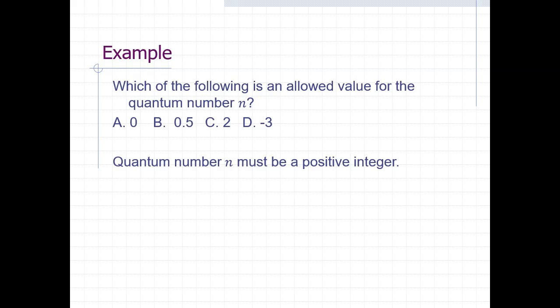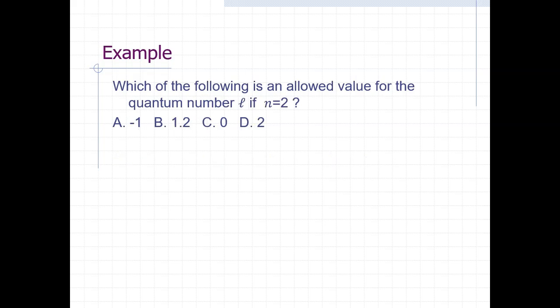Choice A, 0, is not a positive integer. Choice B, 0.5, is not an integer. And choice D, -3, is obviously not a positive integer. The correct answer is C. 2 is a positive integer.